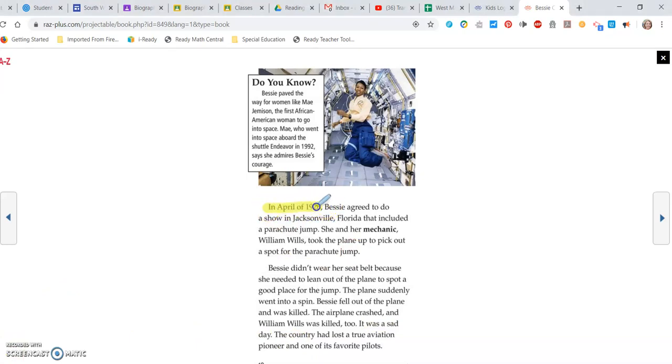In April of 1926, Bessie agreed to do a show in Jacksonville, Florida that included a parachute jump. So her and her mechanic took the parachute and the plane up. She wasn't wearing her seatbelt, but as soon as she was about ready to jump out and looking for a good place, the plane suddenly went into a spin. Bessie fell out of the plane and was killed. And her mechanic, William Wills, was killed as well. And then this says the country had lost a true aviation pioneer and one of its favorite pilots.